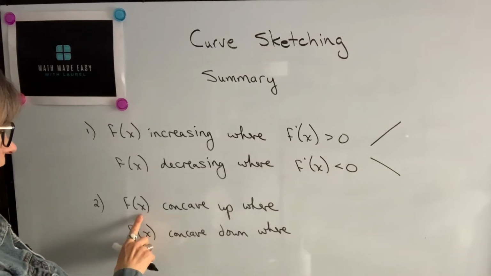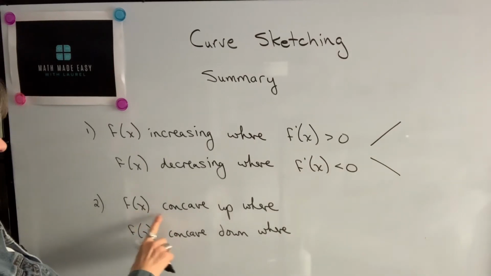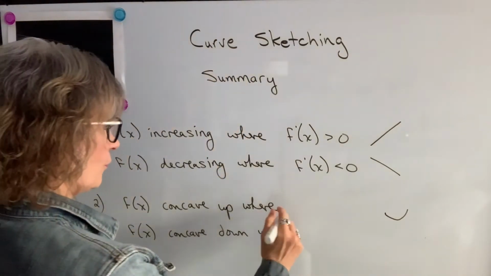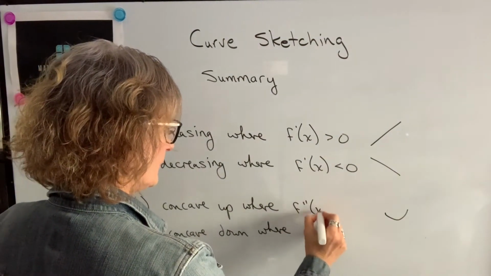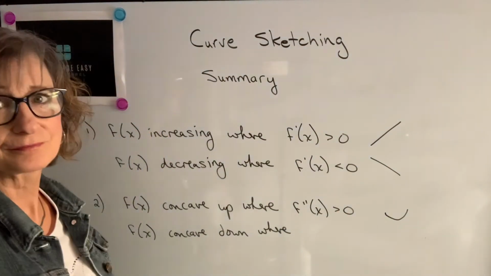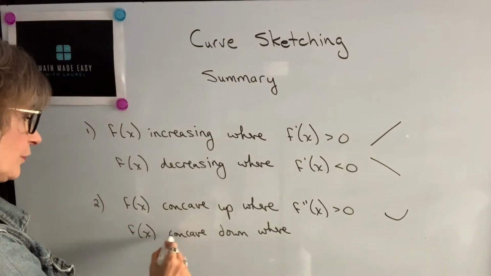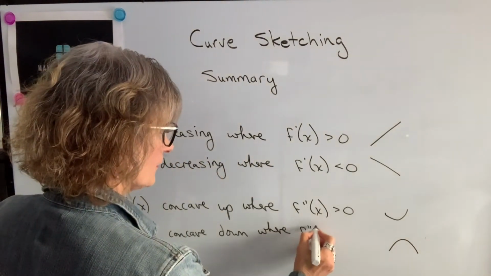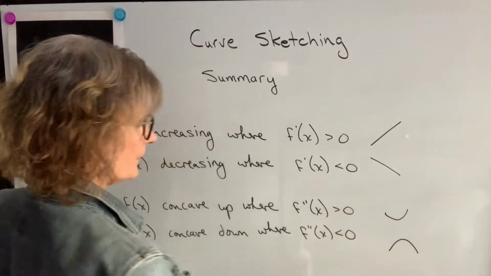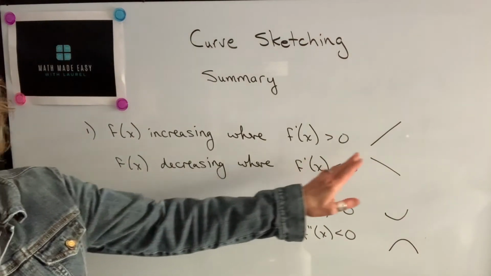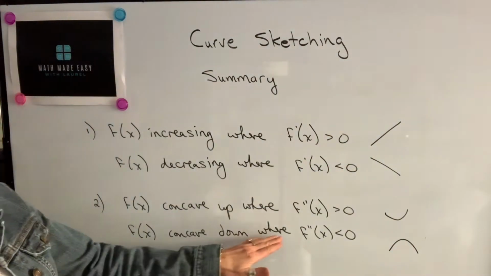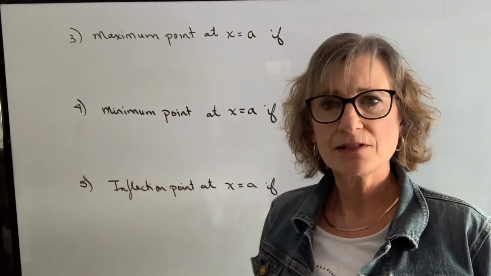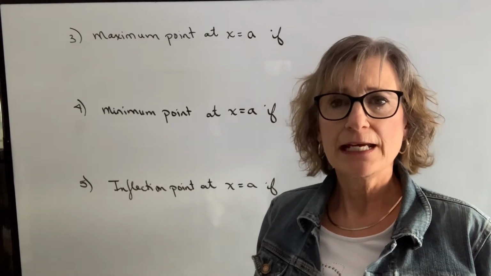Then we talked about concavity, and the function will be concave up, open up, if or where the second derivative is positive. And the function will be concave down, or it will open down, wherever the second derivative is negative. So the first derivative tells us about increasing, decreasing, and the second derivative tells us about concavity. Then we talked about specific points. So we talked about maximum and minimum points and inflection points.